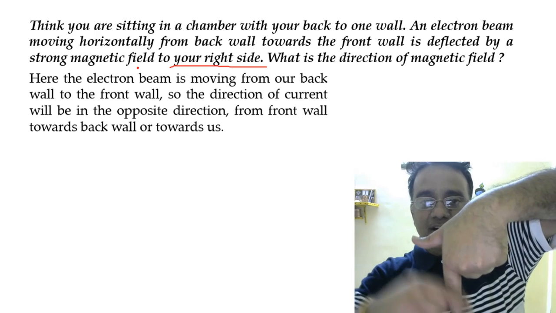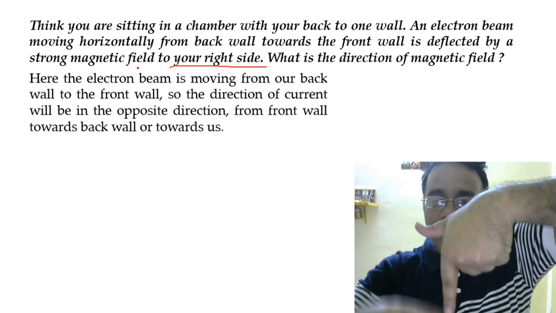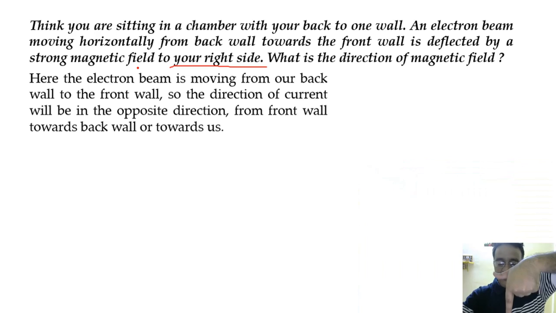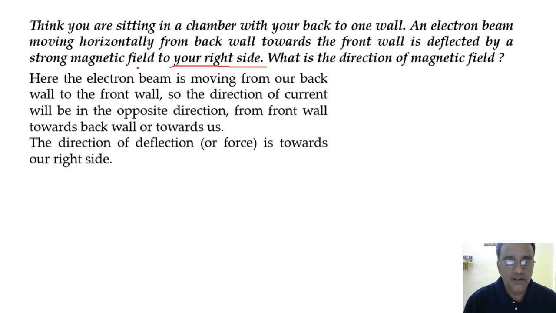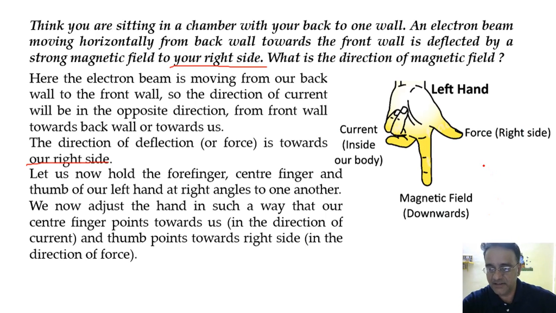Now the forefinger will give the direction of magnetic field. Now where is the direction? Is it upward or downward? It is vertically downward. Okay, right. So the direction of deflection is towards our right hand side, that is already given. Now we have done up to here, right. So this is the position I showed: the thumb I kept on the right side, and the center finger towards myself. So this direction of the four fingers is downward, that will give the direction of the magnetic field. Okay, so this is the position, right.